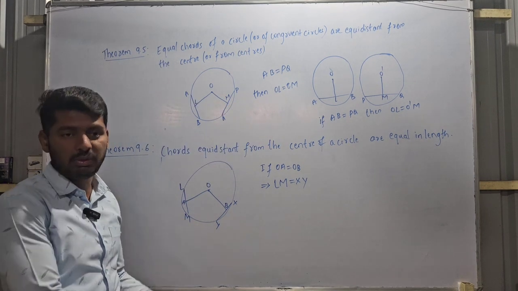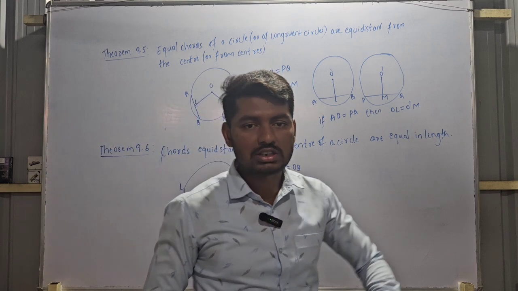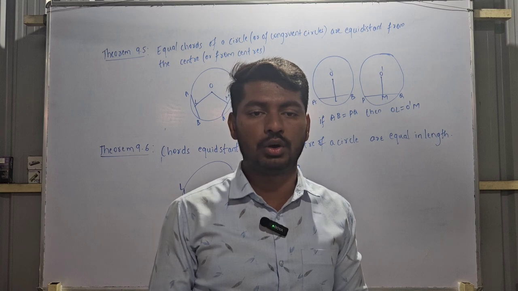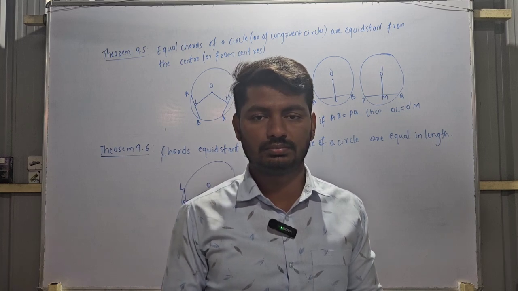Here, if the distance from the center is equal, then the chords are equal. So these are the statements of 9.5 and 9.6. Now we shall discuss theorem number 9.7.